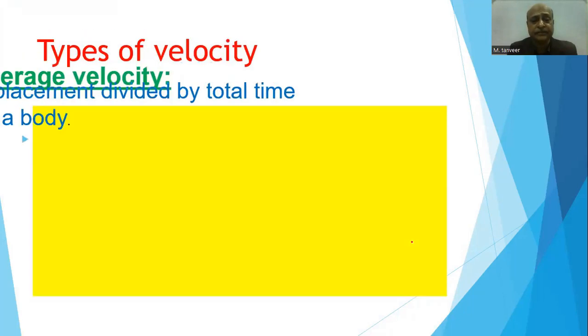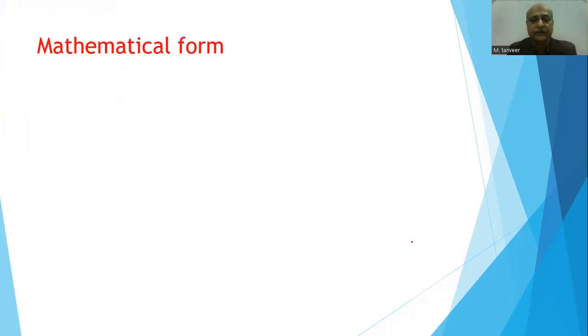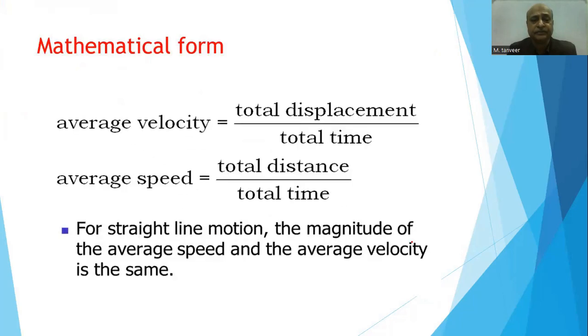Types of velocity. Average velocity, same as that of speed: total displacement divided by total time taken by the body. When you divide total displacement covered by the body by time, then you will get the average velocity of that body. Next is the mathematical form. Average velocity equals total displacement over time. Average speed equals total distance divided by time.